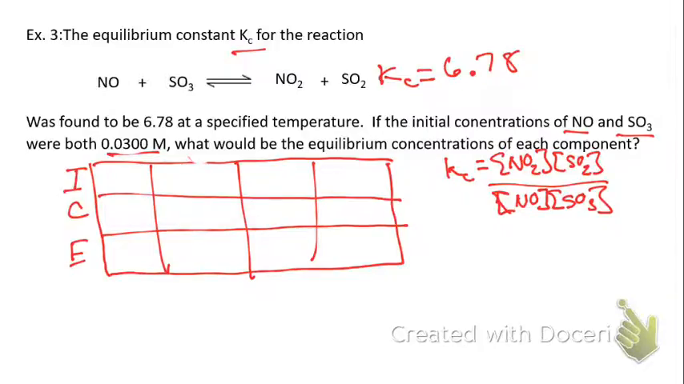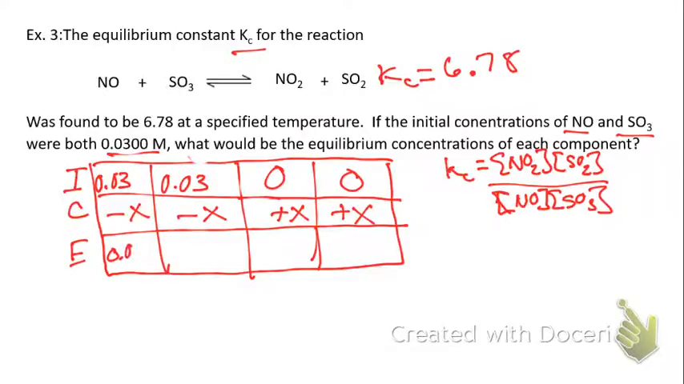Now what we know is that our initial concentration is 0.03. I'm just going to do the first 3 there to make it simple. Our products are all going to be 0. We don't have any product initially. So this is going to be minus x, plus x, plus x for our change, and therefore at equilibrium it should be 0.03 minus x and 0.03 minus x, x, and x.